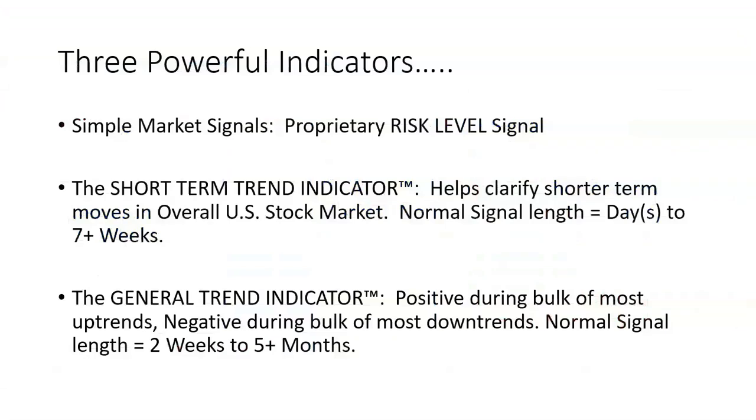As part of the Simple Market Signals model, there are three powerful indicators. There's the Simple Market Signals proprietary risk level signal. There's the short-term trend indicator, which helps clarify short-term moves in the overall U.S. stock market. A normal signal length for the short-term trend indicator is anywhere from 1 or 2 days to 7+ weeks. Then there's the general trend indicator, which is designed to stay positive during the bulk of most uptrends and negative during the bulk of most downtrends. A normal signal length for the general trend indicator is anywhere from 2 weeks to 5+ months.